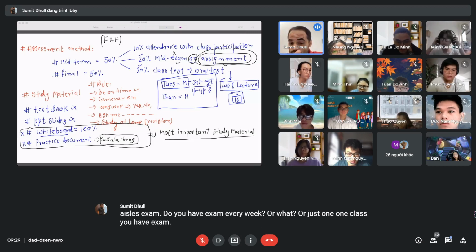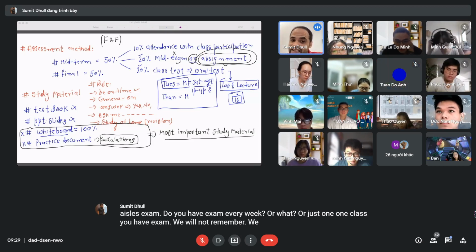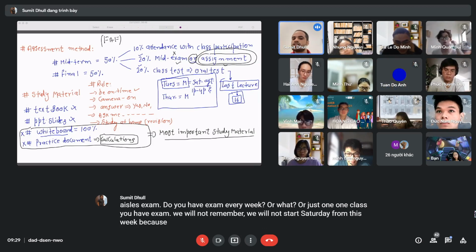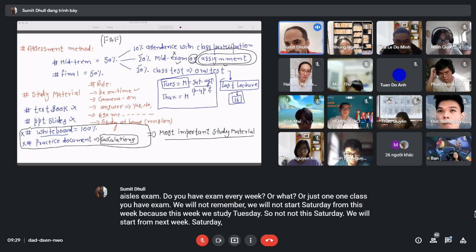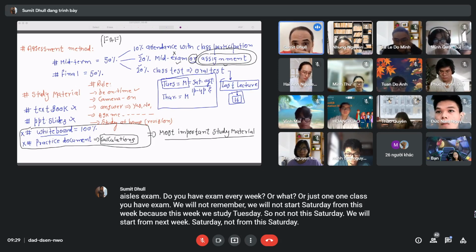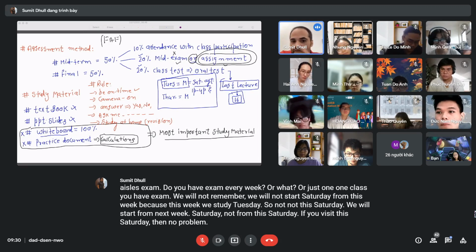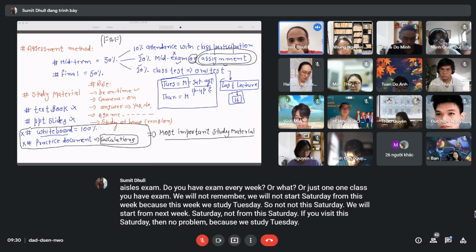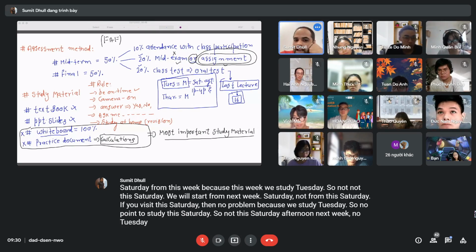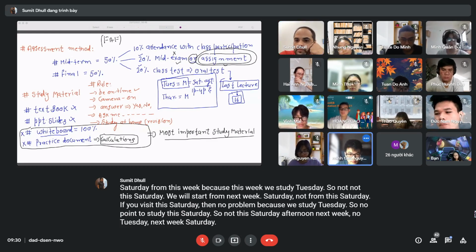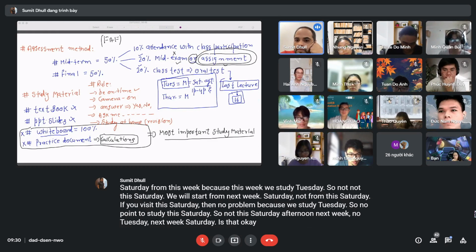Remember, we will not start Saturday from this week, because this week we study Tuesday. So not this Saturday. We will start from next week Saturday. If you're busy this Saturday, then no problem, because we study Tuesday. So no point to study this Saturday. Next week, no Tuesday. Next week, Saturday. Is that okay, everybody?